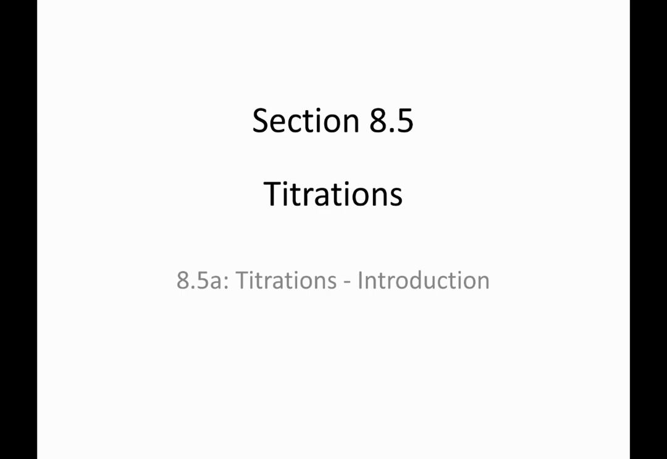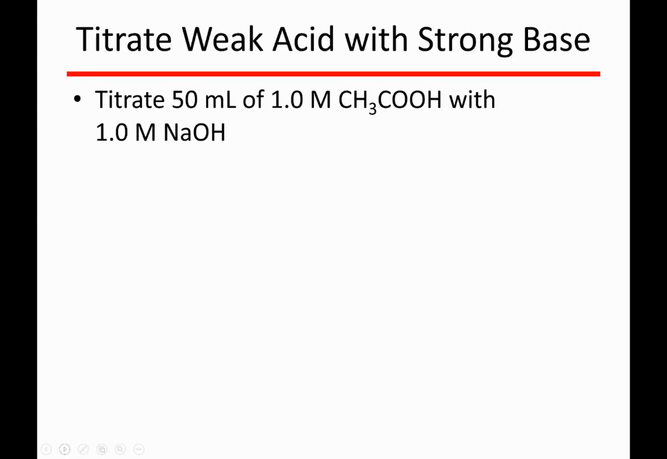Now let's talk titrations. In this first portion of this section, we'll just do a brief introduction and overview of what we're going to go over in the next series of presentations. In this series of presentations, what we're going to do is study the titration of a weak acid with a strong base. We're going to begin with 50 milliliters of 1 molar acetic acid, and we're going to titrate it with 1 molar sodium hydroxide, meaning that we're going to add incrementally larger amounts of 1 molar sodium hydroxide until we react all of the acetic acid away.